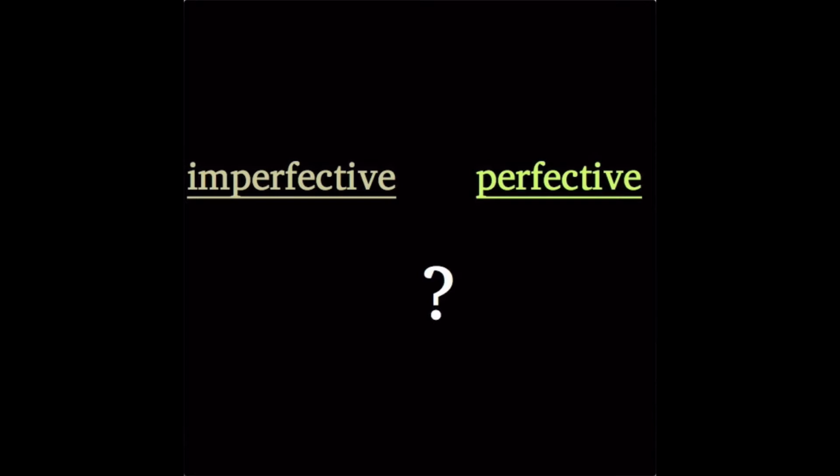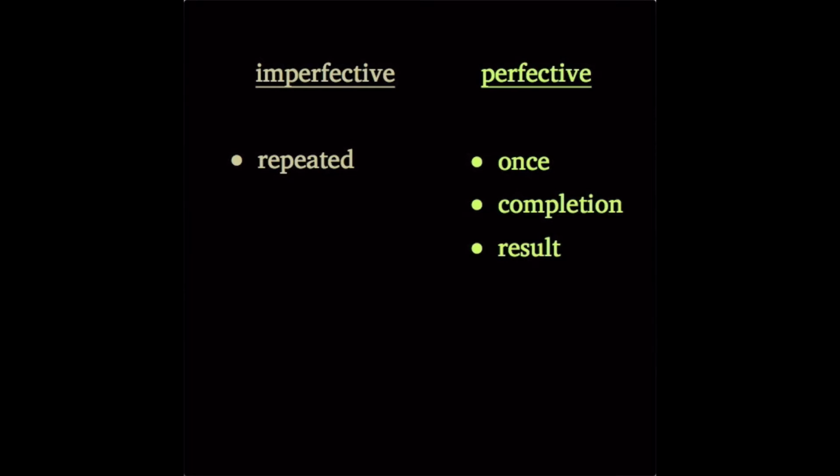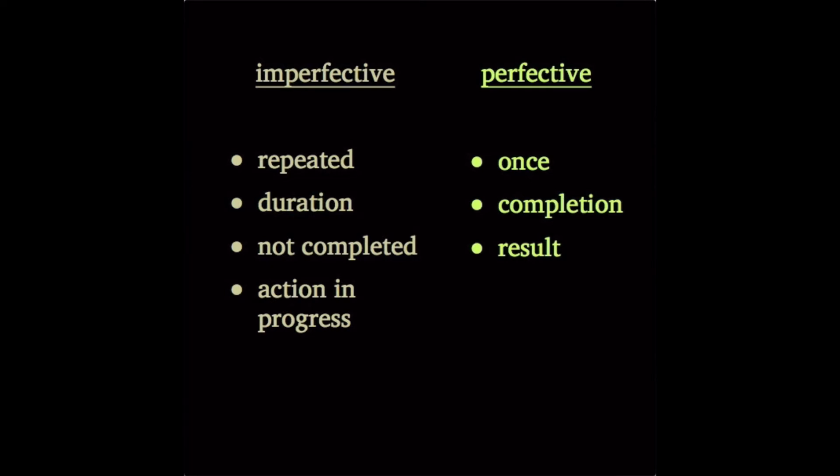In our first video on this, we talked about how Russian verbs come in pairs with two aspects, imperfective and perfective. We saw that the perfective expresses completion and result, and it's used with one-time actions. The imperfective, on the other hand, is used for repeated actions, when the focus is on duration, when we're describing an action as something not completed or in progress, and when completion just isn't relevant.